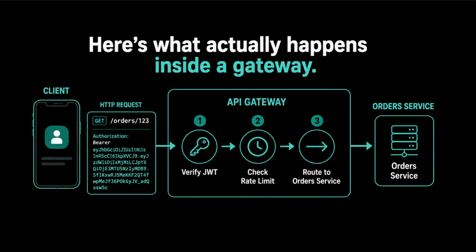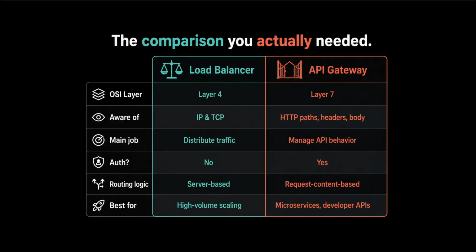Now, the load balancer isn't even in this picture yet. It might still be sitting behind the gateway in front of multiple instances of the order service, making sure none of them gets overwhelmed. But that's a completely different layer entirely. So let's just put them side by side. Load balancer is in layer 4. It cares about IPs and TCP, distributes traffic, doesn't know what's in your request, and doesn't do the auth and all. And API gateway sits in layer 7.